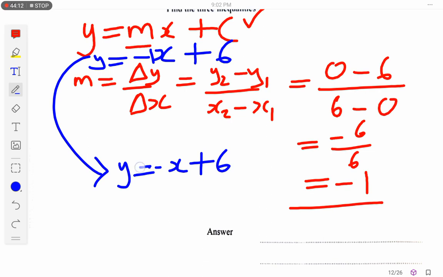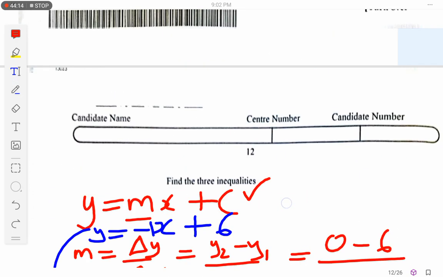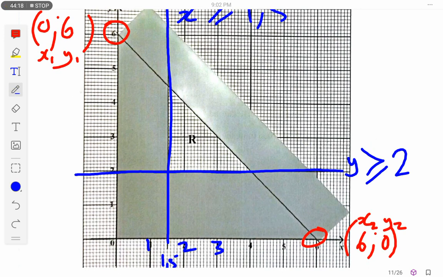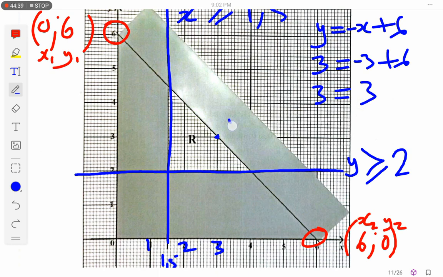But it's not an inequality now. To consider what our inequality is, you can take any point. I'm going to take this point here, 3, 3, and check if it's valid. We said our equation is y equals minus x plus 6. So if I say 3, 3, this is going to be 3 equals minus 3 plus 6. So I have 3 equals minus 3 plus 6, that's a 3. So it means it's valid.